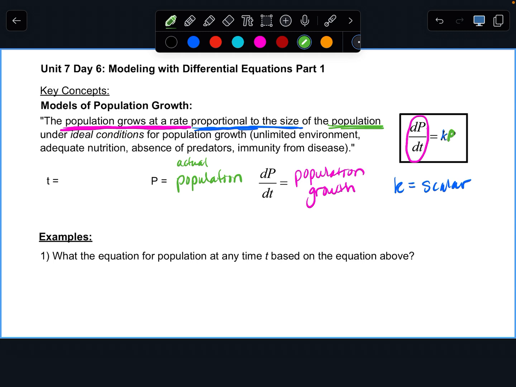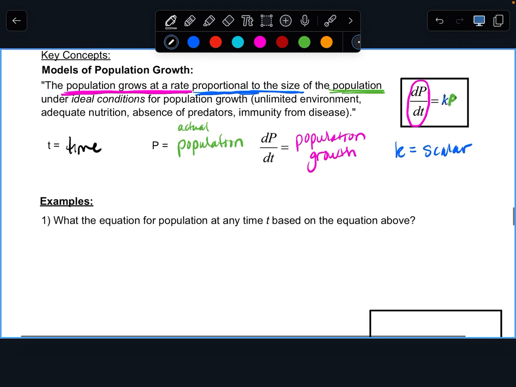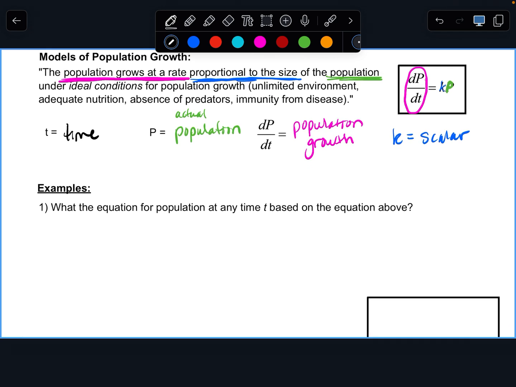So for this one, this is why I'm saying it's short term, because we're not dealing with carrying capacity, stuff like that. You know, the earth obviously is only so big. We can only have so many people on earth, but this is short term. Oh, and then t is time. All right, so this is going to be so exciting because we're going to solve that equation.